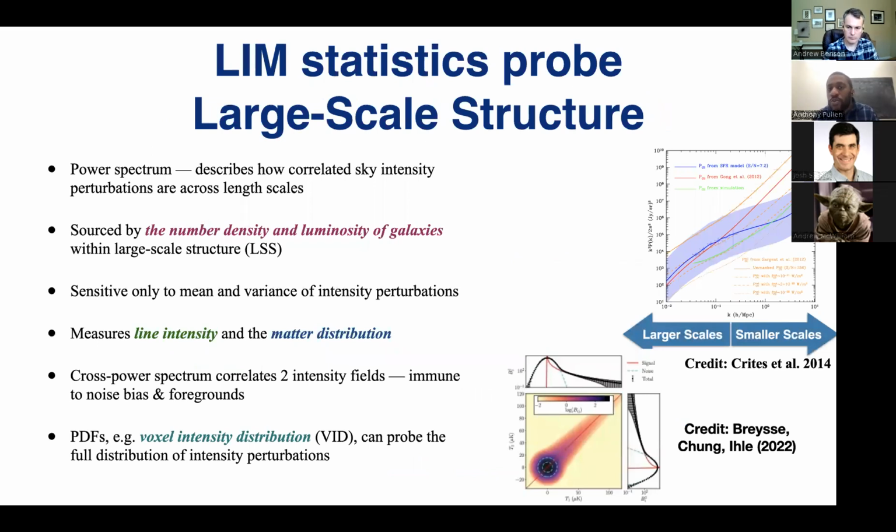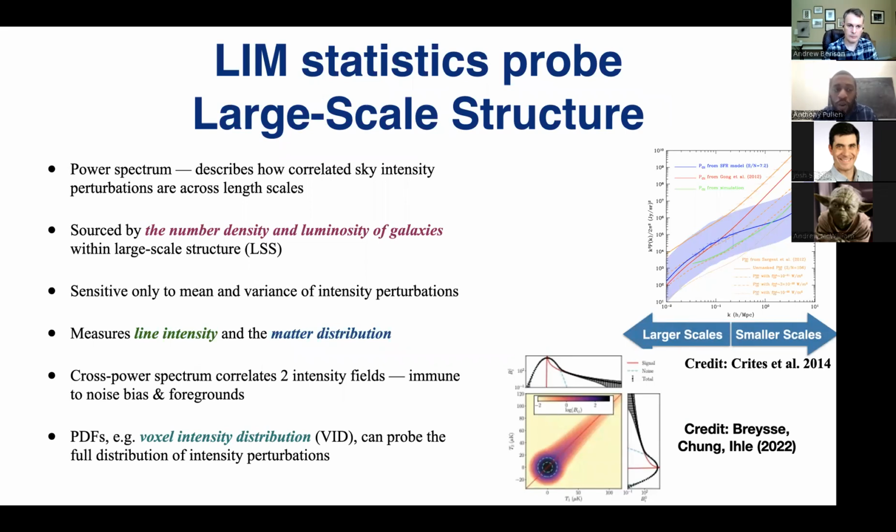The way this works is that because we're not imaging individual galaxies, any measurement you attempt to do with line intensity mapping will be a statistical measurement. And so we have to talk about the statistics of large scale structure that you can measure with line intensity mapping.